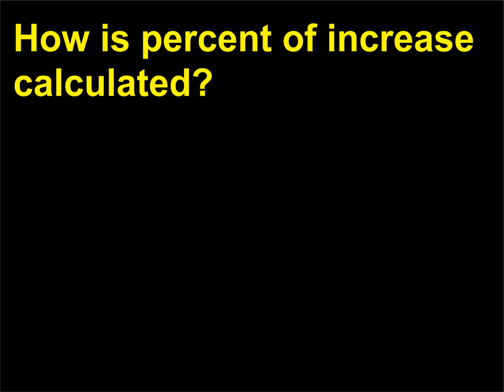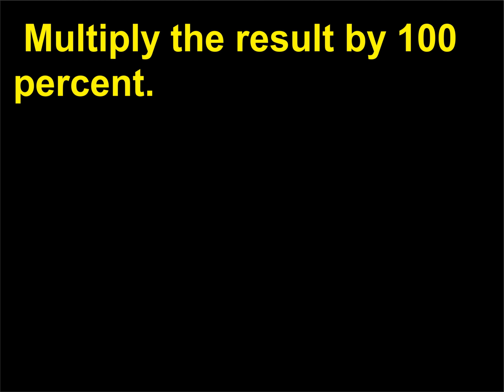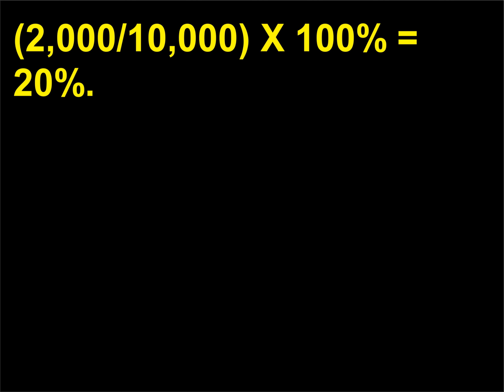How is percent of increase calculated? To find the percent of increase, divide the amount of increase by the base amount. Multiply the result by 100%. For example, a raise in salary from $10,000 to $12,000 would have percent of increase equals 2,000/10,000 x 100% equals 20%.